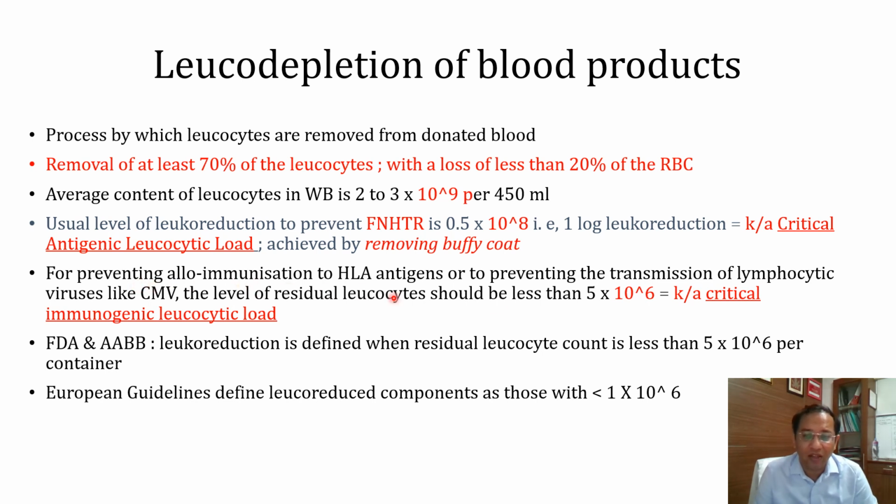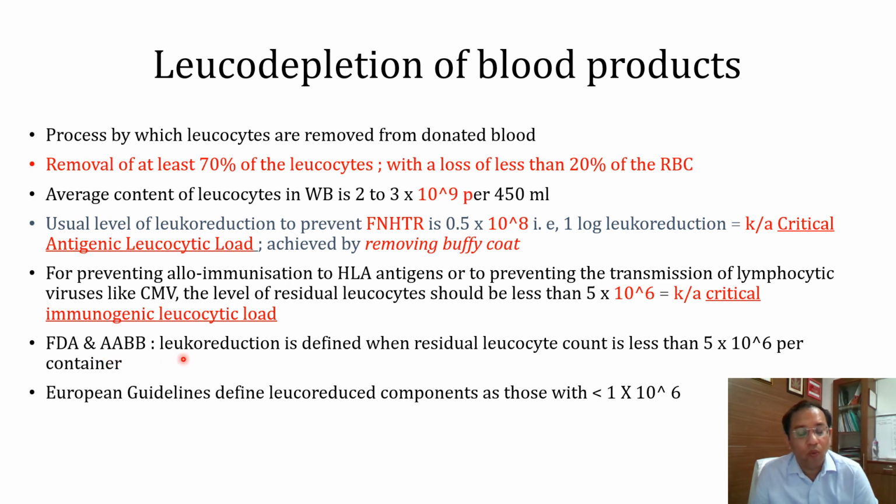The other thing is when you reduce it to 10 raised to power 6. Once it was 10 raised to power 9 and you have done some filtration with a leucoreduction filter, and it reduces to 10 raised to power 6, it prevents HLA alloimmunization. Now 10 raised to power 6 means 3 log leukoreduction or more, and this is called the critical immunogenic leukocytic load. The earlier one, 1 log leukoreduction, is the critical antigenic leukocytic load, and the one in which you provide 3 log leukoreduction to prevent HLA alloimmunization and transmission of lymphocytic viruses like CMV is known as the critical immunogenic leukocytic load.